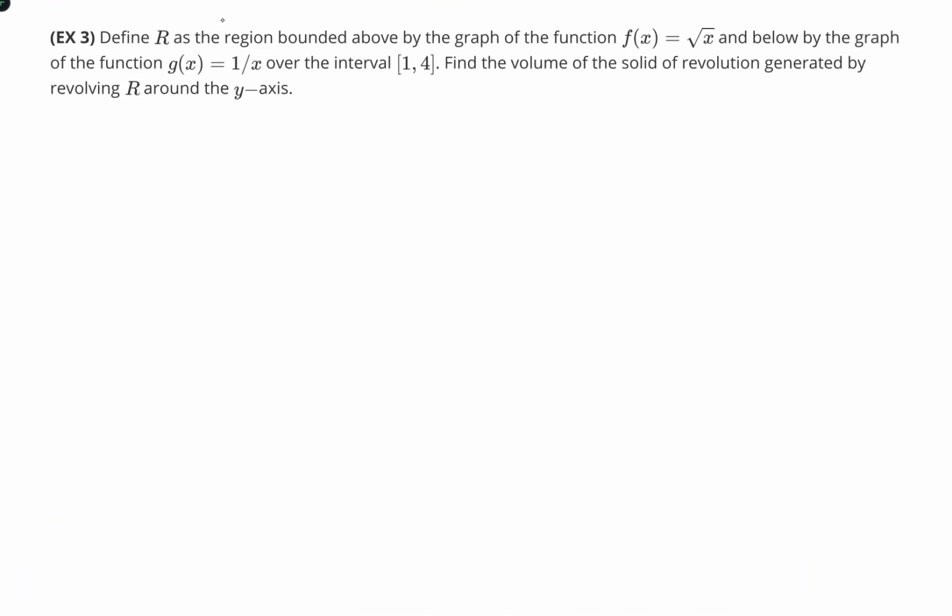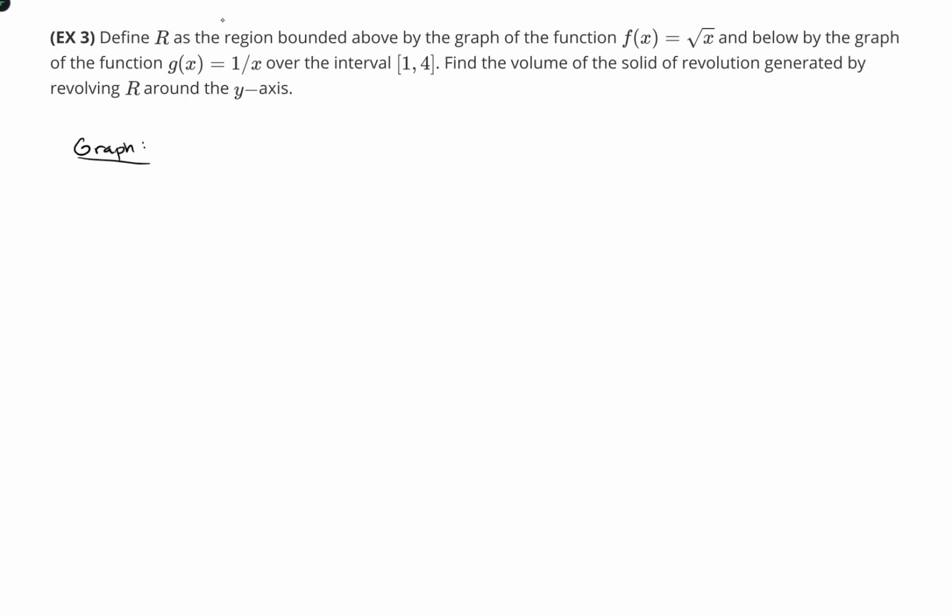which says to define R as the region bounded above by the graph of the function f of x equals the square root of x, and below by the graph of the function g of x equals 1 over x over the interval 1 to 4. Find the volume of the solid of revolution generated by revolving R around the y-axis. Okay, so let's get a picture. First thing we should always do here.